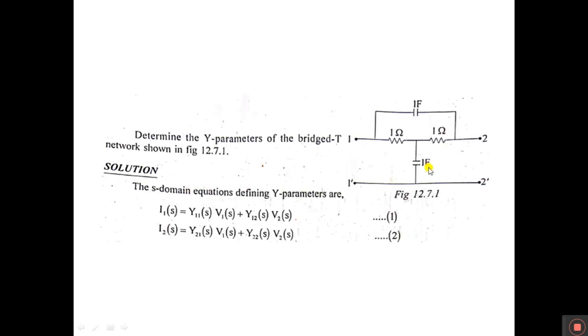Right? Example 3. Determine the y parameters for this bridged T network. This is a T network. Actually this problem is similar to the previous case. The only difference is they are applying a capacitor here. So for this capacitor you need to write the equation in terms of the S domain. The previous case and this case are 90% the same. Just include the S domain. The previous case I1 equal to y11 V1 plus y12 V2. Just apply S here.